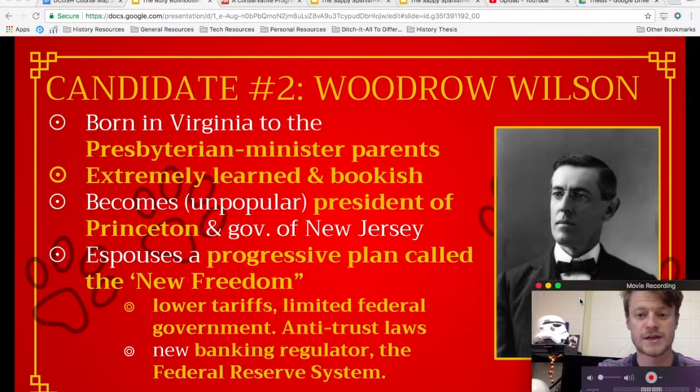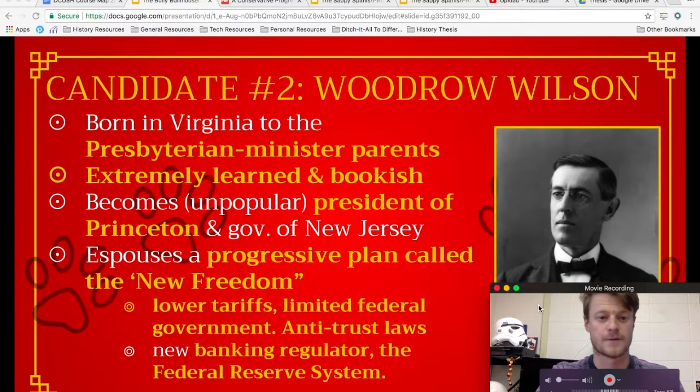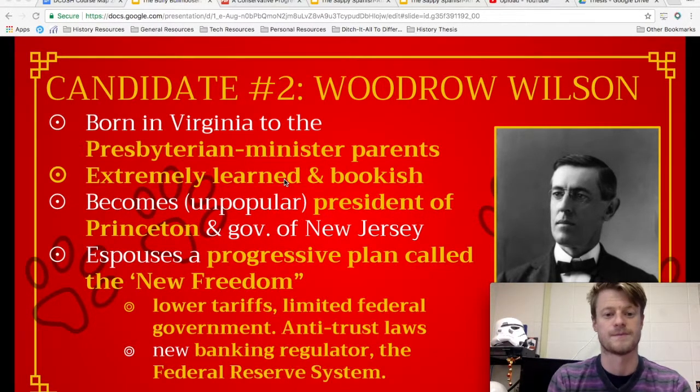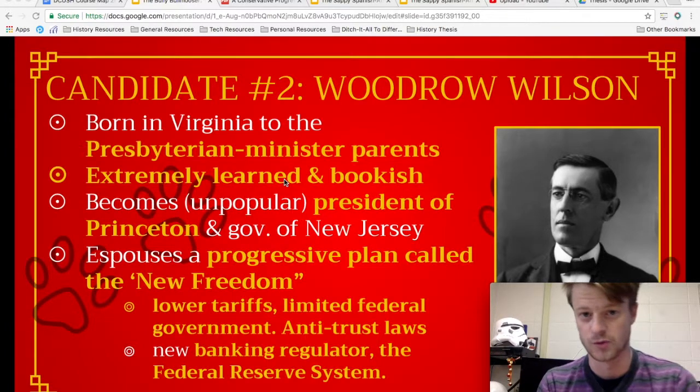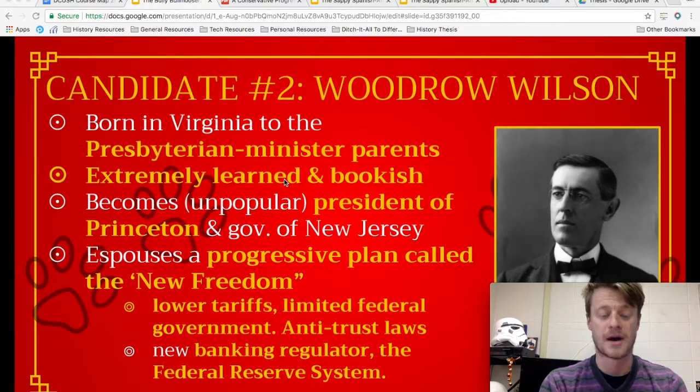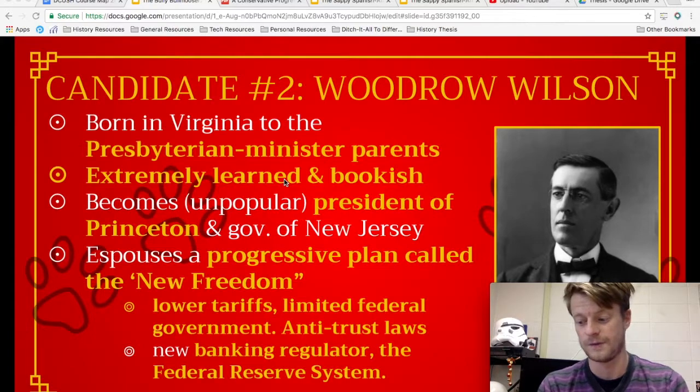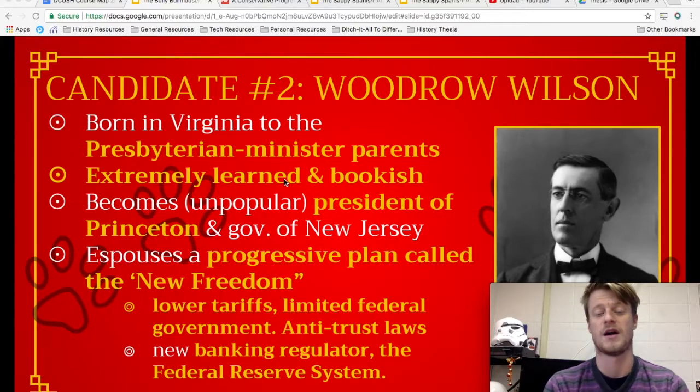Okay, so our second candidate is this guy right here, and it is Woodrow Wilson. Now you may not know a lot about Woodrow Wilson at this point, but he is known for a couple of things. Number one, probably being extremely learned and very, as it says there, bookish. He was quite the nerd.